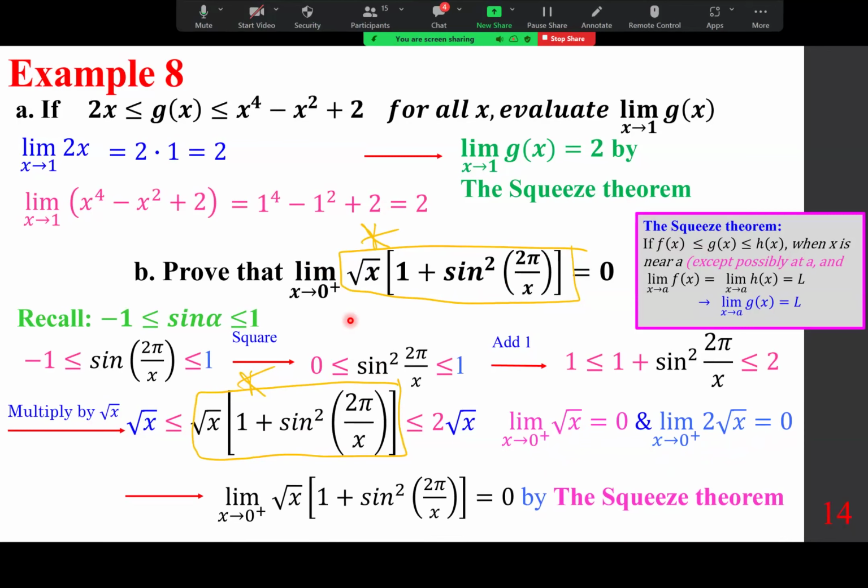So we prove the limit of square root of x times 1 plus sine squared 2 pi over x as x approaches 0 from the right is also 0 by what? By the squeeze theorem. You always have to mention that, by the squeeze theorem, everybody.